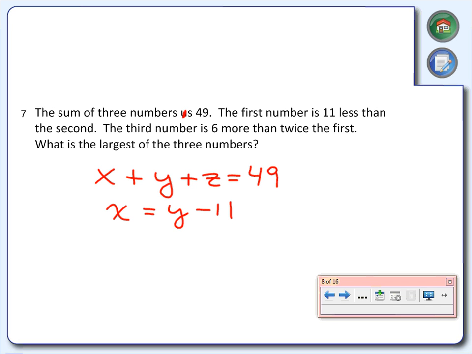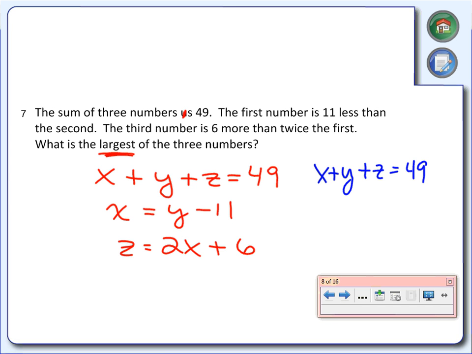The third number, which we're calling z, is going to be 6 more than twice the first number. So if I multiply the first number times 2 and add 6 more, that would give me the third number. The question was, what is the largest number? So what we have here is a system. I want to solve this using that matrix button. So what I'm going to do is get everything in standard form so that I can put this in the matrix.